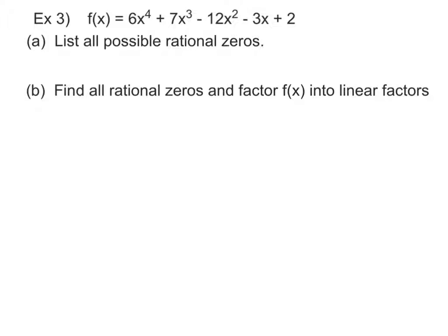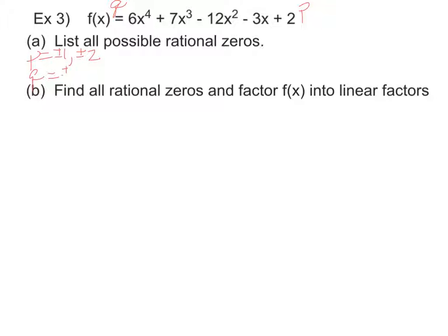So when we list all possible rational zeros, we're going to do a method of P divided by Q. The factors of this last term are going to be the P. The factors of the first term are going to be the Q. So my P factors here are going to be plus or minus 1 and plus or minus 2. Those are going to be my factors of P. Then we come up with our factors of Q here.